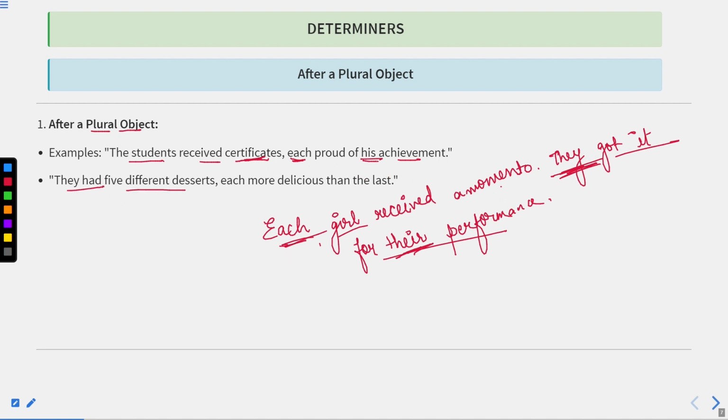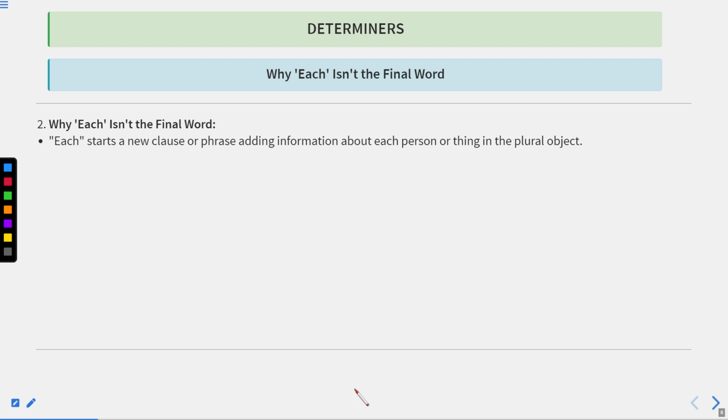They had 5 different desserts, each more delicious than the last. So in this manner, we can use the word each. Now, after each, we can also have a plural noun or pronoun, or rather, after a plural noun or pronoun, we have the word each. You know one thing, that after each, we can only have a singular noun and singular form of verb. But there is a case in which we can use a plural verb after the word each. What is that? That we will discuss later on. First of all, we'll see why each isn't the final word. It means why we cannot use each at the end of the sentence.